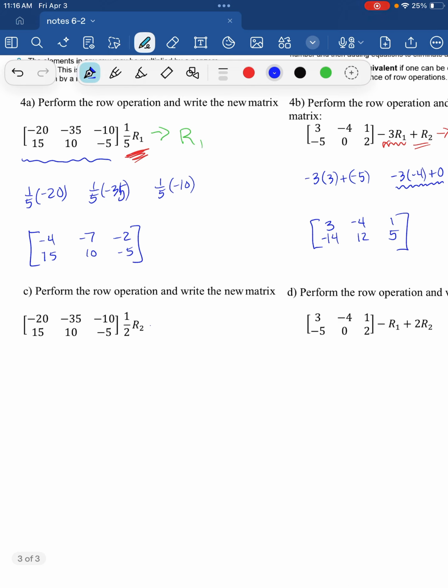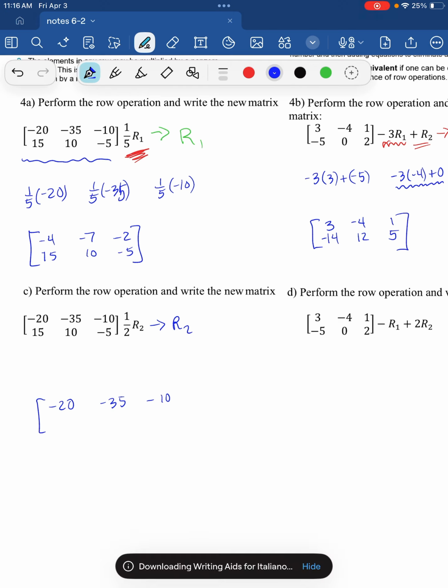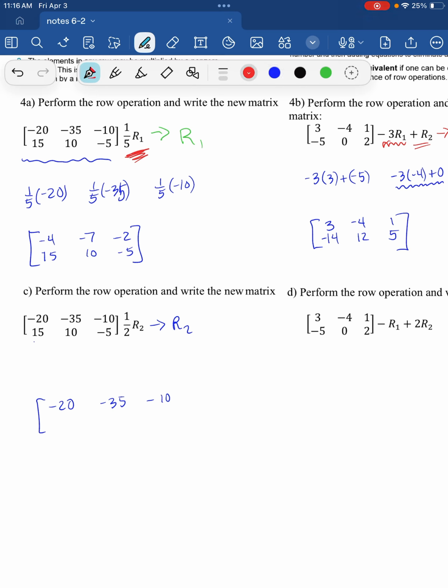For C, we're going to take half of row 2 and put it in row 2. So row 1 is not changing: -20, -35, -10. And half of row 2, half of 15, and half of 10, and half of -5, or dividing by 2, will be 15 over 2, or 7.5. A fraction would be fine, but a decimal is fine as well. 10 divided by 2 is 5, and -5 divided by 2 is -5 over 2 as a fraction, or the decimal -2.5 would be fine.